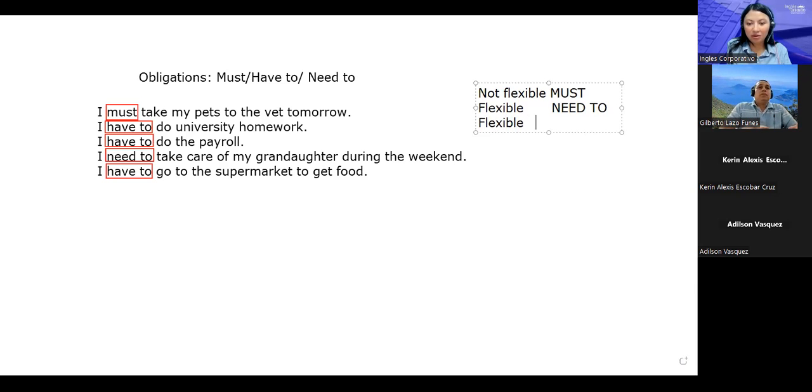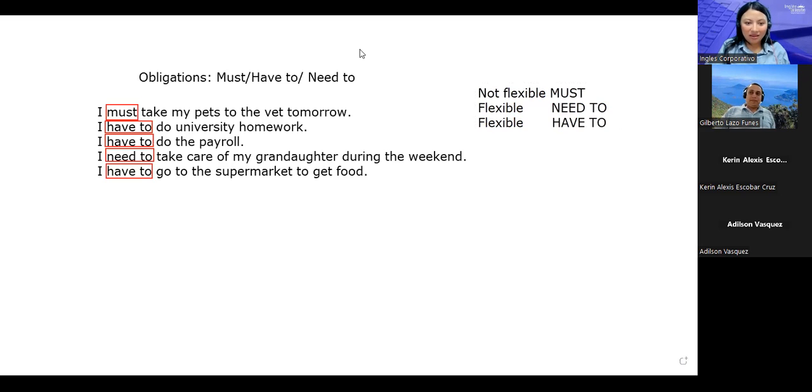Cosas que yo puedo reemplazar. Imagínense que tenía que ir al supermarket, pero me invitan a ir a la playa. ¿Puedo cambiar esa actividad o no? Yes. Of course. Entonces, go to the beach. I prefer to go to the beach. No pasa nada si yo no hago la actividad.